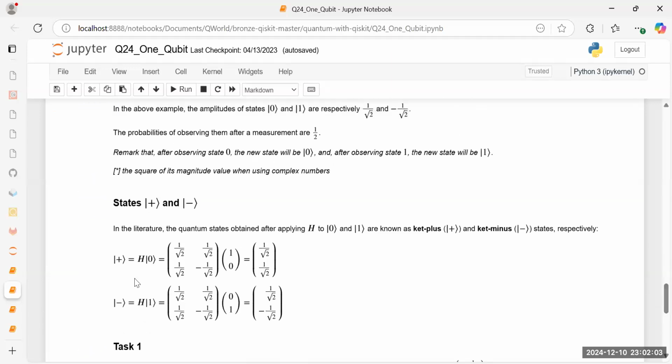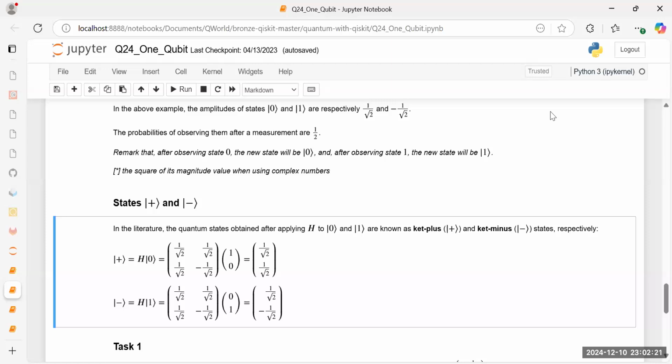So when we apply the Hadamard operator to the 0 state, the quantum state you see here is what we refer to as the plus state. And the quantum state you see here is what we refer to as the minus state.